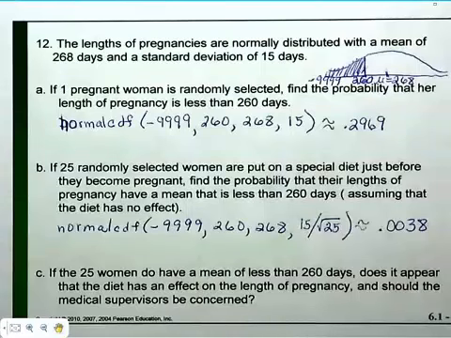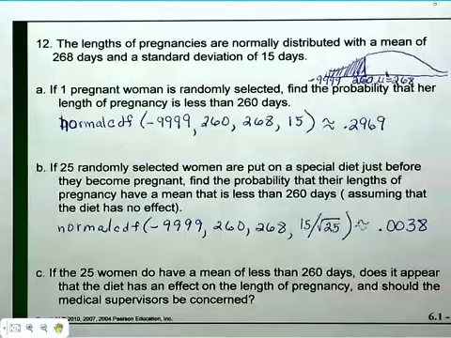So in the B part, we're assuming that the diet is not going to make you have a baby early or late. It doesn't affect the length of pregnancy at all. That's what we're assuming in the B part. In the B part, we found the probability of the pregnancy lasting less than 260 days is about 0.003.